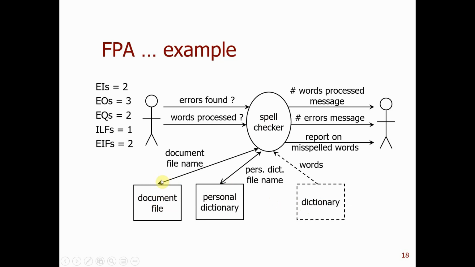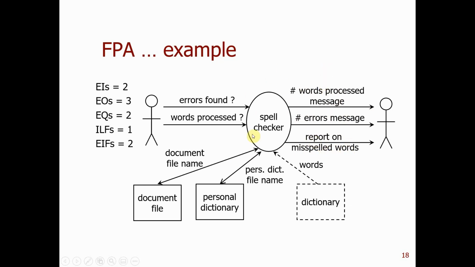So in order for the user to feed this document file and the personal dictionary, the user should provide the document file name and the path, and the same for the personal dictionary, the file name and the path, in order for the spell checker to grab the file and do the analysis. And the spell checker, based on the description, will provide some reports, like the number of words processed and number of error messages, and the report on any misspelled words. So I have three reports.